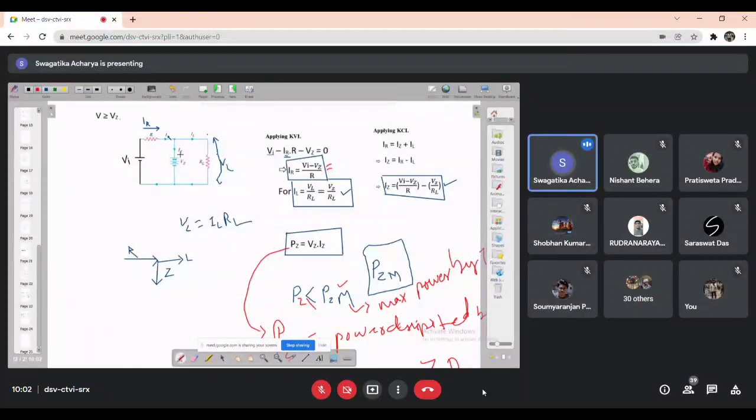Now put the value. What is the value of IR you are getting? 6 ampere. Milliampere. Sure, 6 milliampere. Very good. Now what is the value of IL?